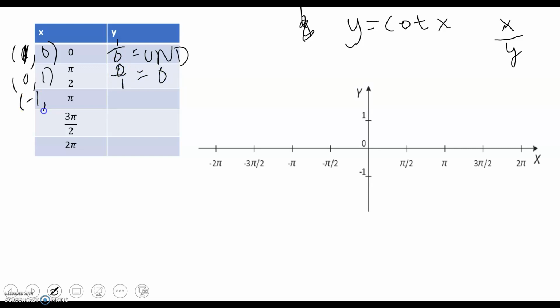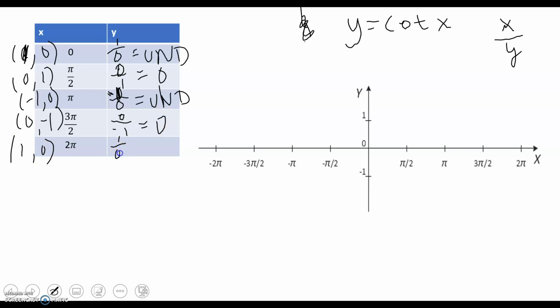At pi, you have the point -1, 0. So that'll be -1 over 0, which is undefined because it's x over y. At 3 pi over 2, you have the point 0, -1. And so that'll be 0 over -1, which is 0. You can probably see the pattern. And 2 pi is going to be the same as 0 because they're coterminal angles. That's going to be 1 over 0, which is undefined.